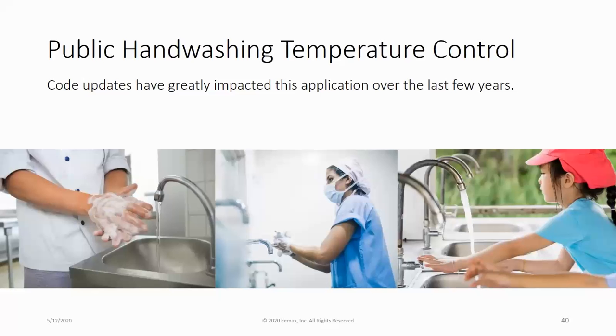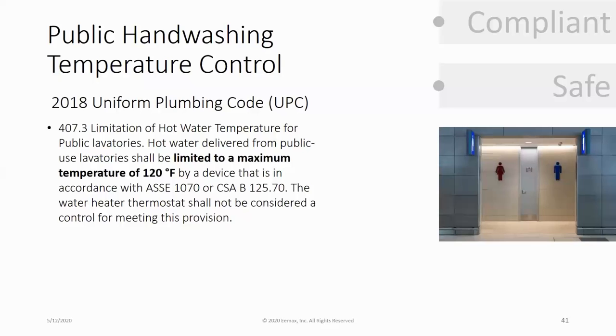Now let's get back to temperatures. Code updates are always changing. You may get the trade publications, and there's always talk about different codes coming out or different changes to the codes. But UPC 2018 407.3 talks about the maximum temperature and temperature regulation. They say that public hand washing shall be a maximum of 120 degrees. And that temperature must be regulated by an ASSE 1070 rated mixing valve.